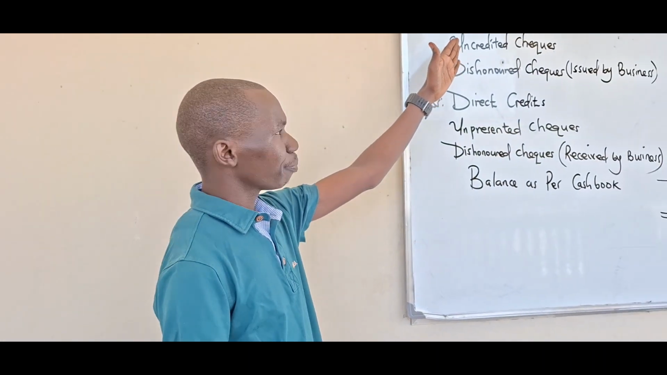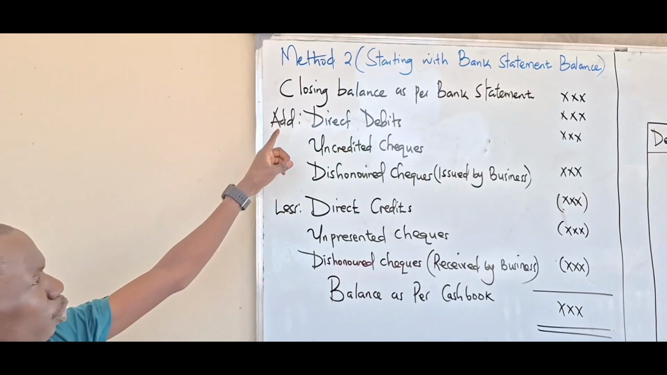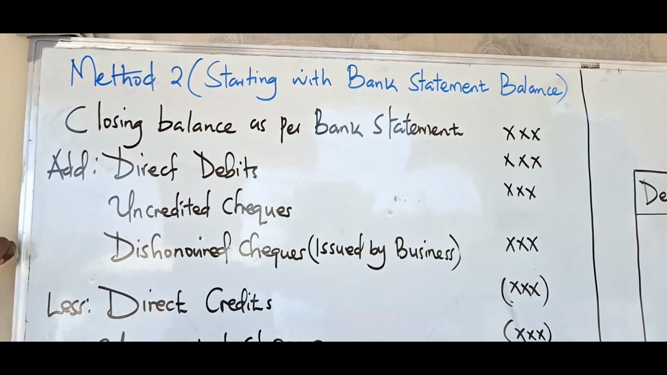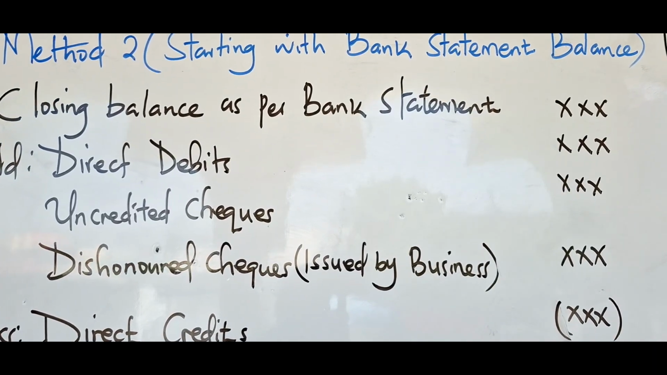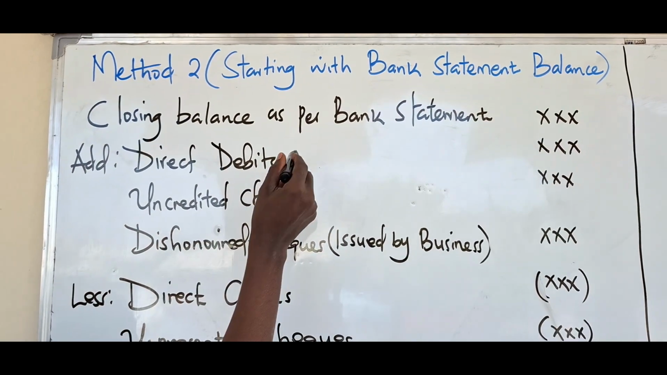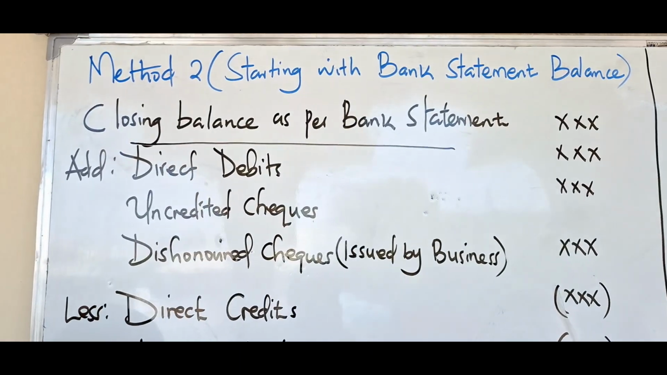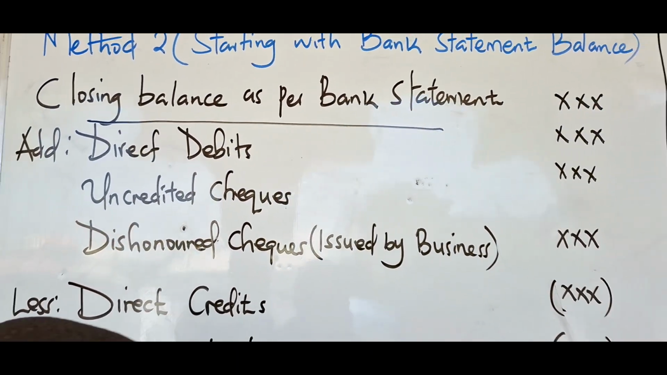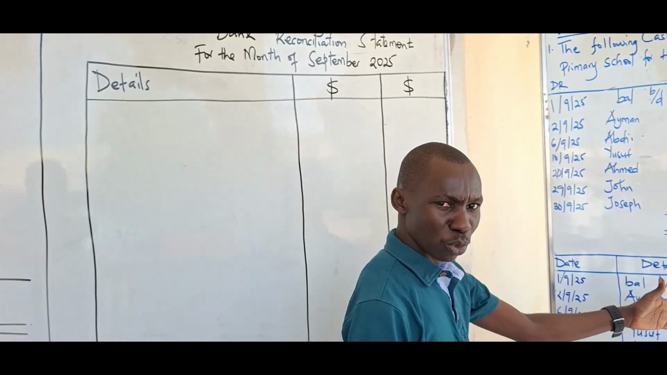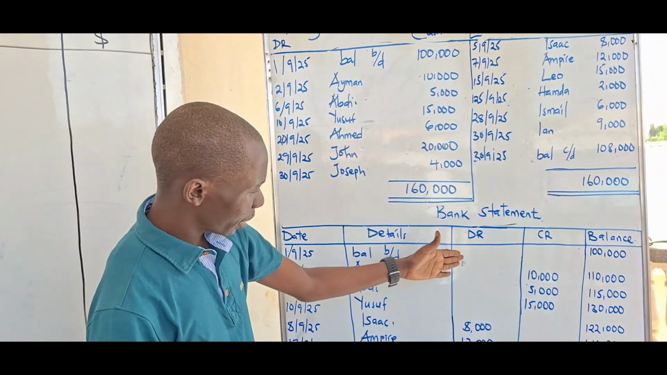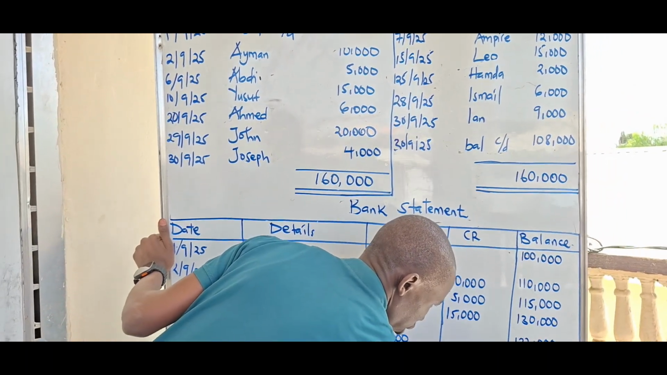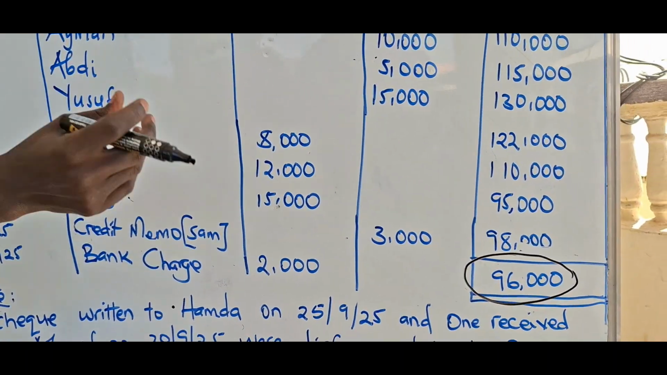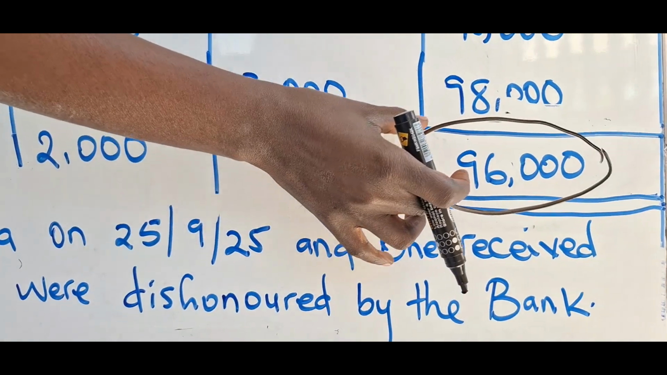If we take an example here, for method 2, don't forget, I will be connecting method 2 to method 1. In method 1, we started with the adjusted closing balance of the cash book. But now for this one, we are starting with the closing balance of the bank statement. Let's take an example here. From our previous question, we are going to use the same question so that you can draw the right picture, how it comes out. This is the closing balance. This one is our closing balance, 96,000. So we are going to start with this closing balance of the bank statement.